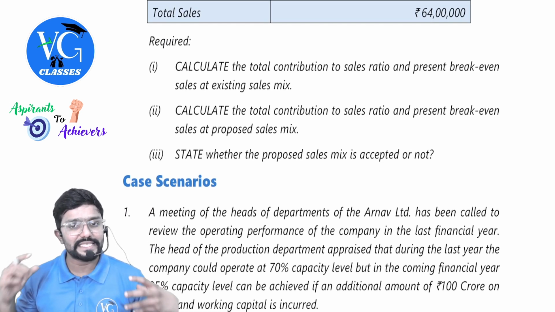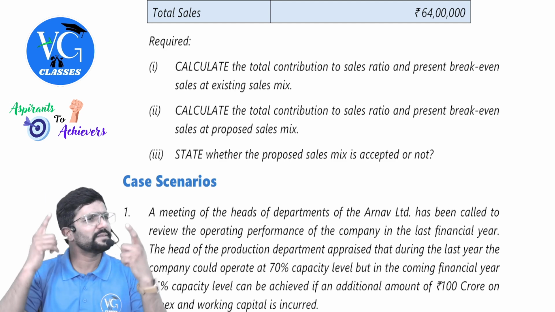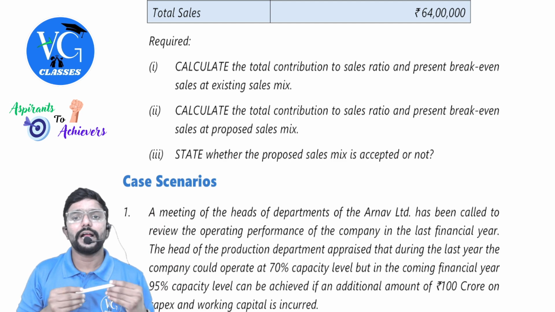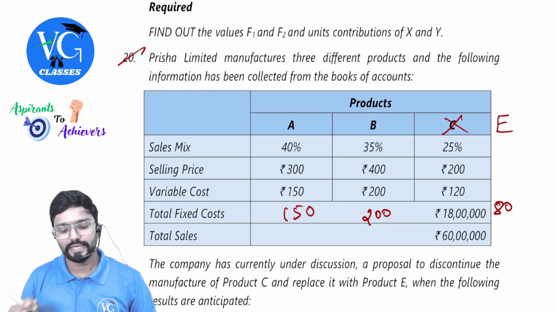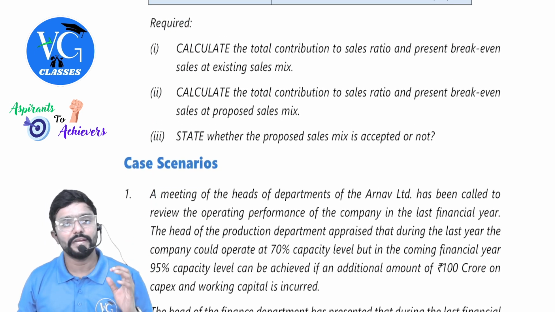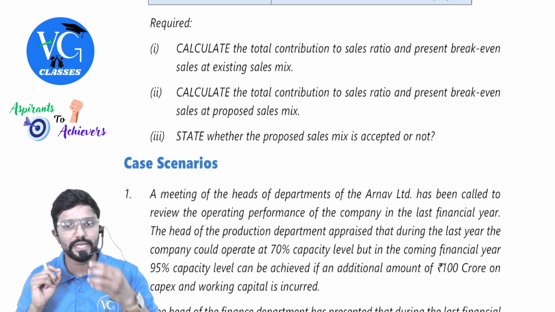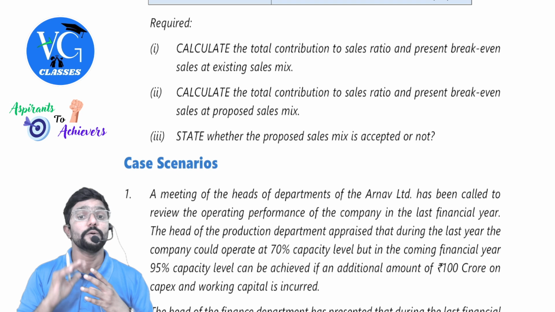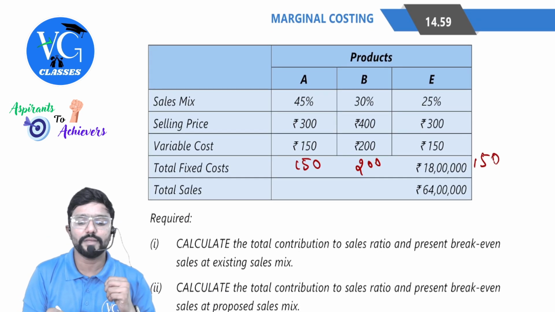Required: calculate the total contribution to sales ratio. Sales mix is given as the same thing. And present break-even sales at the existing sales mix, meaning as per the first table. Second one: calculate the total contribution to sales ratio and present break-even sales at the proposed sales mix. That is as per the second table. This is the proposed.